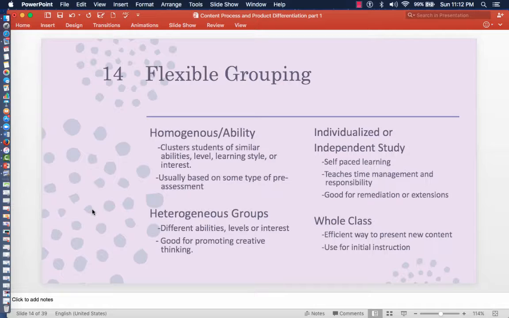And then you have your whole group or your whole class. And this is usually an effective way to present a new concept. But it's only to be used for initial instruction, not for everything that you're going to do.